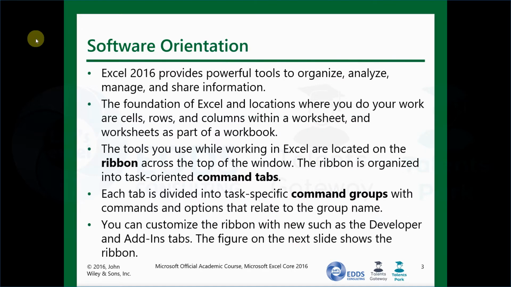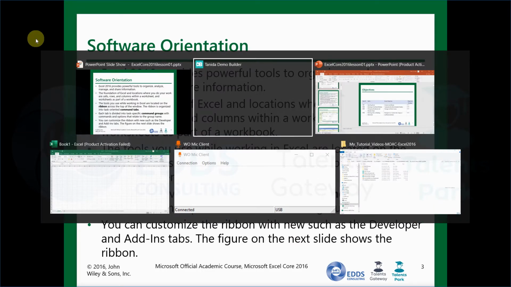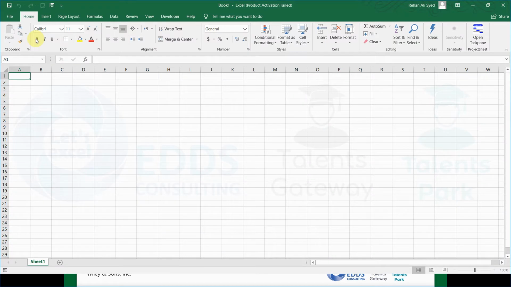So let's start. First of all, software orientation. Let's go to the Excel window and see what are the elements of an Excel open screen. This is an Excel screen where at the top you see the title bar, where this is the name of the Excel open workbook. The name of the current book is book 1.